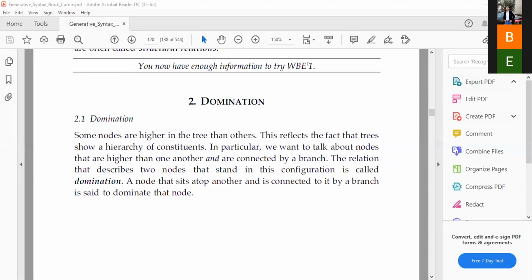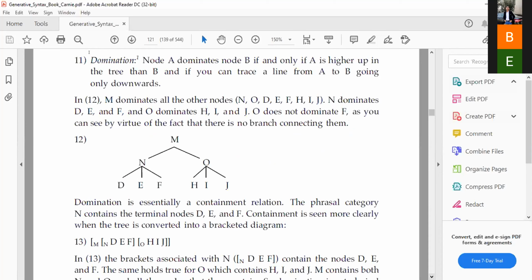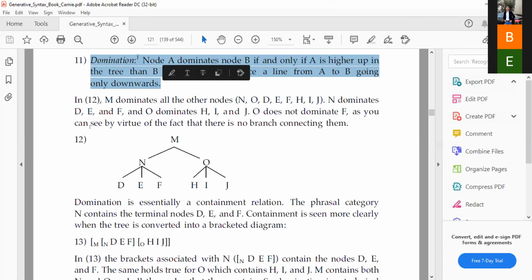First, we must know the definition of domination. All the nodes are in the trees. The nodes that are higher and connected by a branch are called dominated nodes. So the definition of domination: when nodes are higher in the tree than other nodes and connected to them by a branch. We have a configuration, it means the height and the connection. So that's two things we must focus on when we talk about domination.